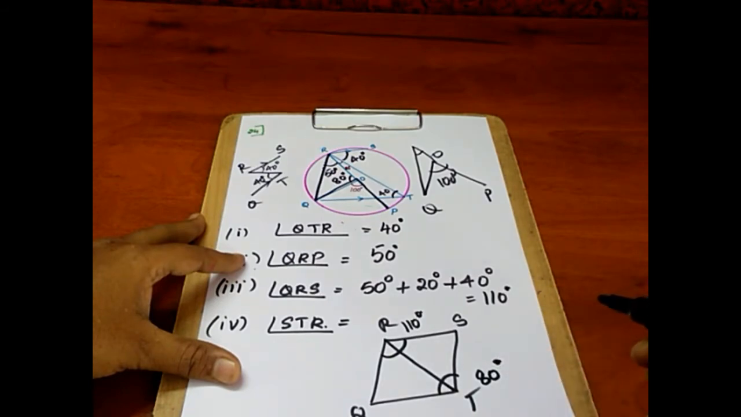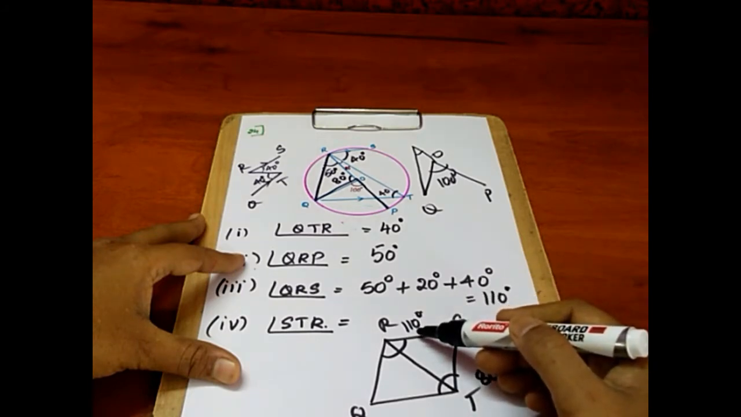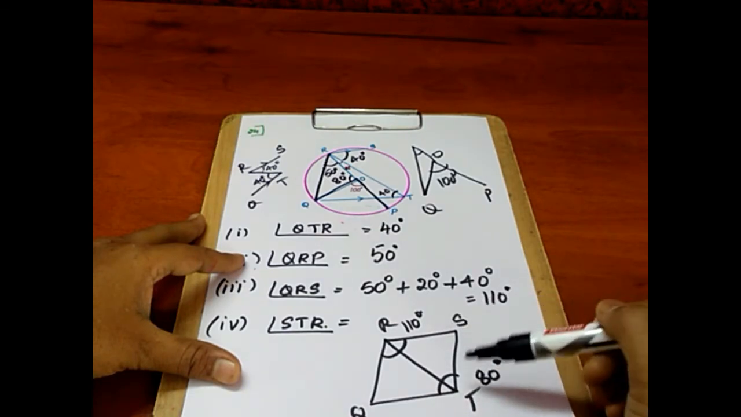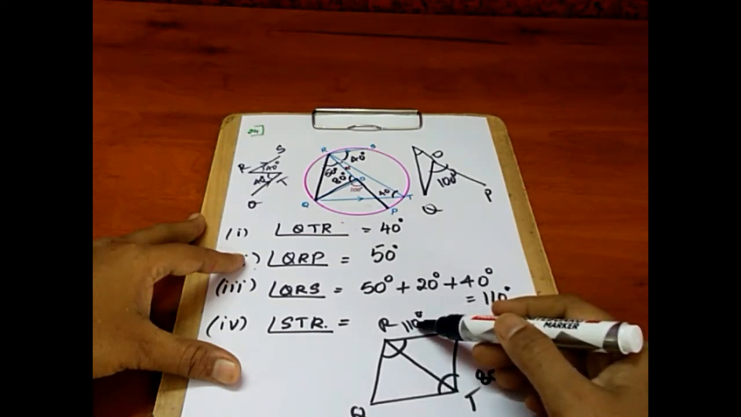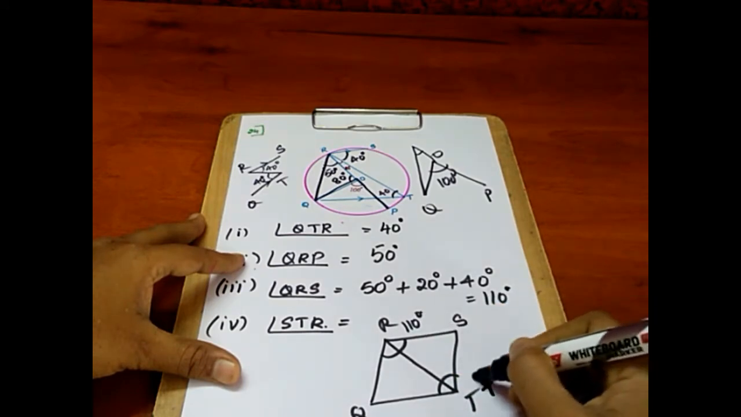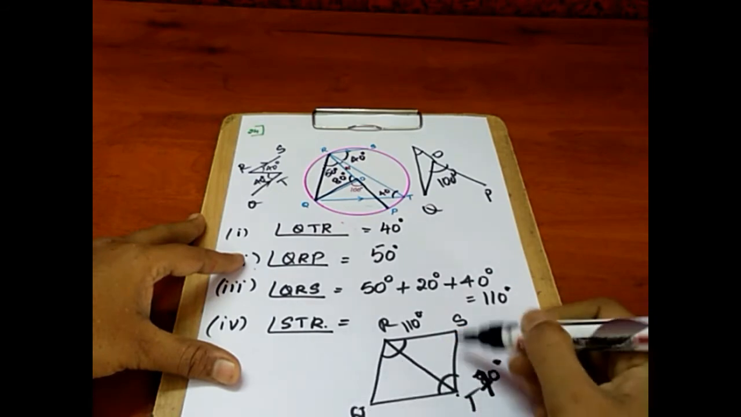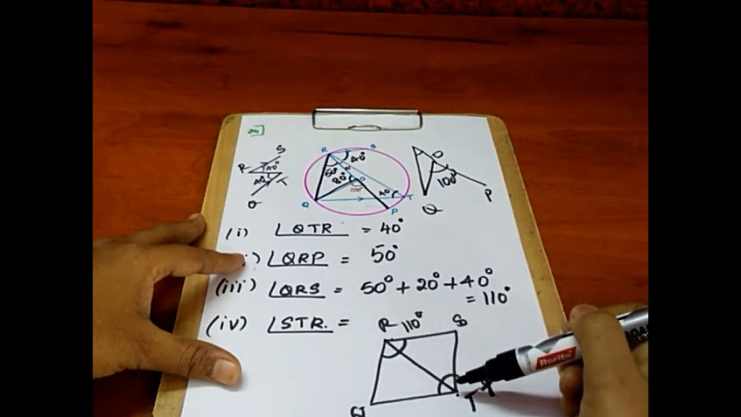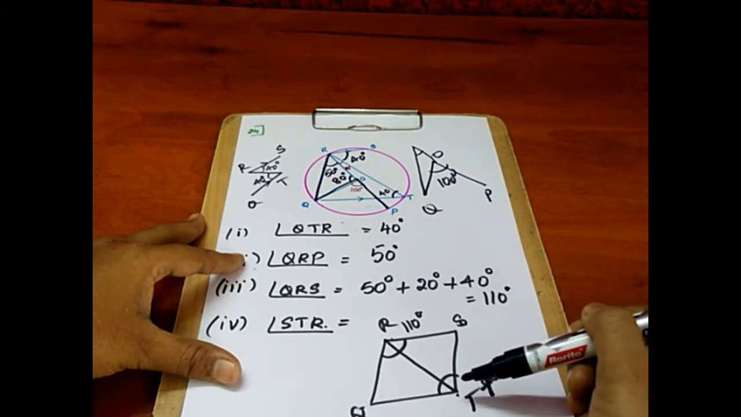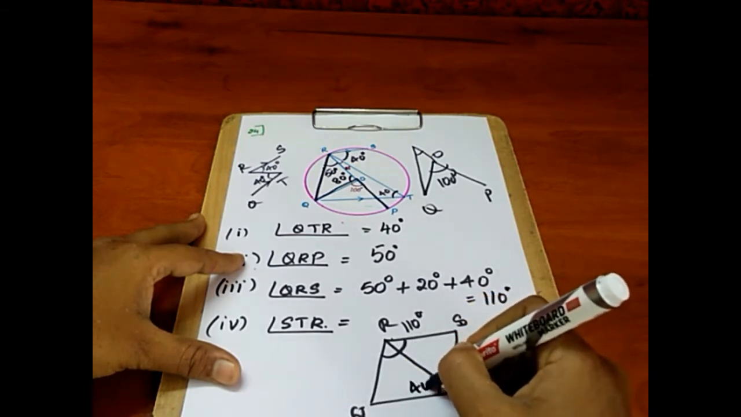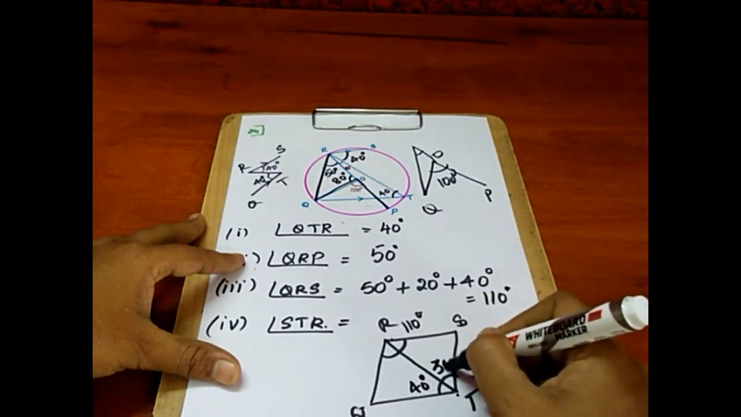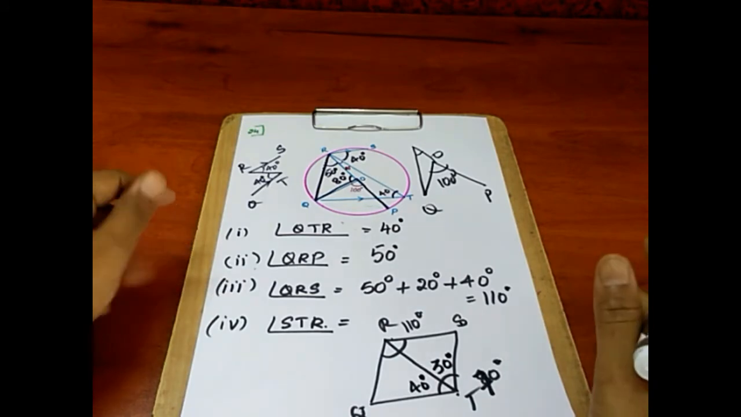If you observe the diagram very carefully, 110 is the angle here. I need to calculate the measure of angle STR. If this is 110 degrees, then the remaining angle will be equal to 70 degrees. Angle QTS will be equal to 70 degrees. Why? Because opposite angles of a cyclic quadrilateral are supplementary. But already we have calculated QTR as 40 degrees. Hence, the measure of angle STR is equal to 30 degrees. This is the solution for question number 24.